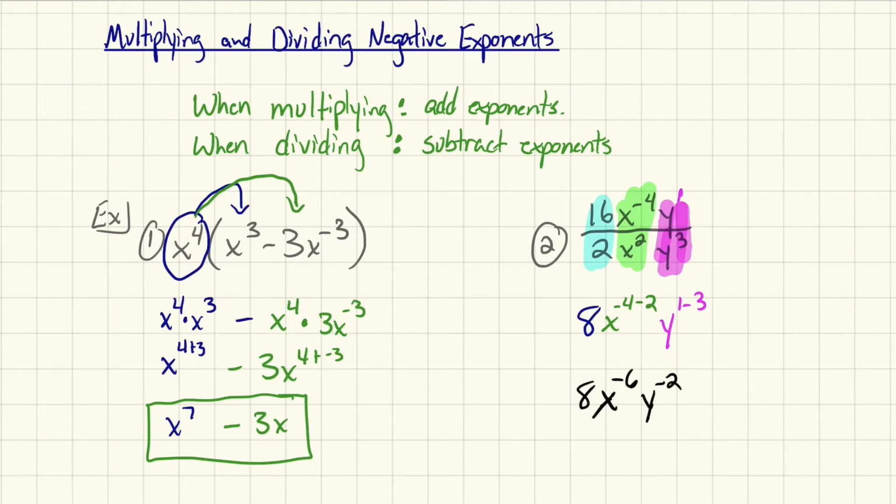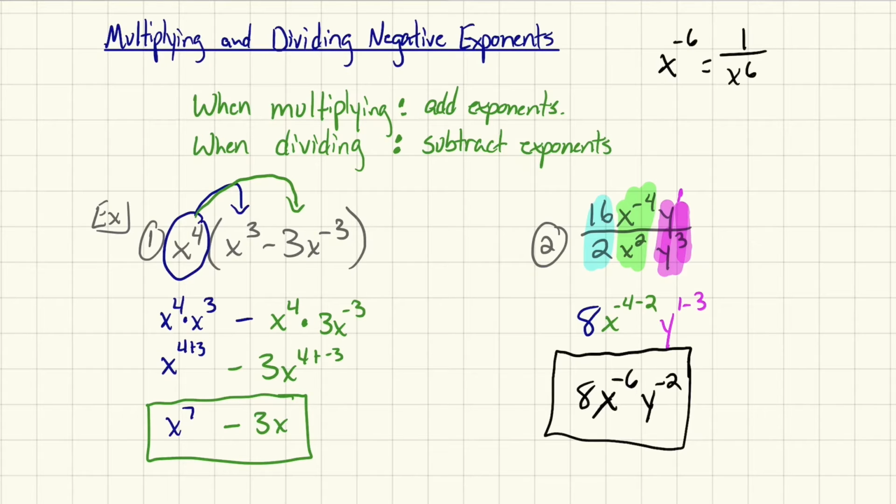Now, it is possible to leave your answer this way, and you will be fine. However, there are some problems that will ask you to express your answers with positive exponents only. That's when the rule that we talked about on the last screen, having something like x to the negative 6 being 1 over x to the 6th, is important.